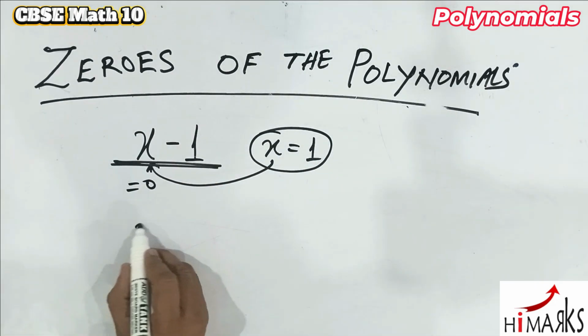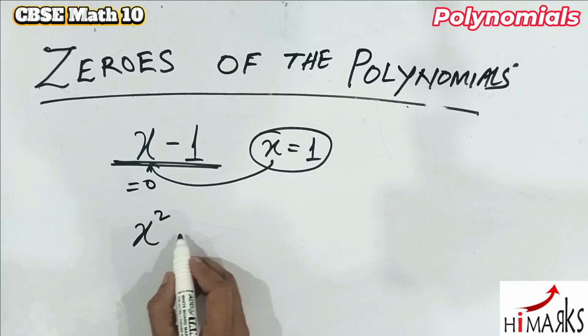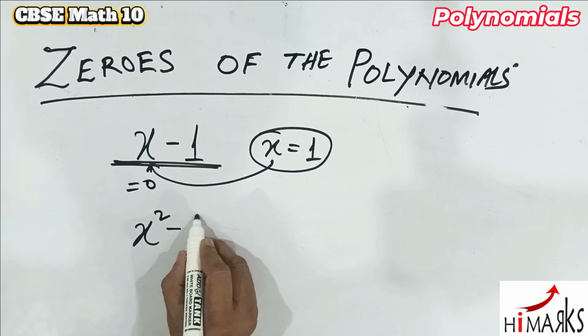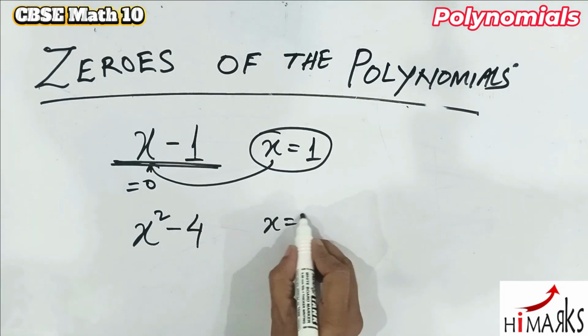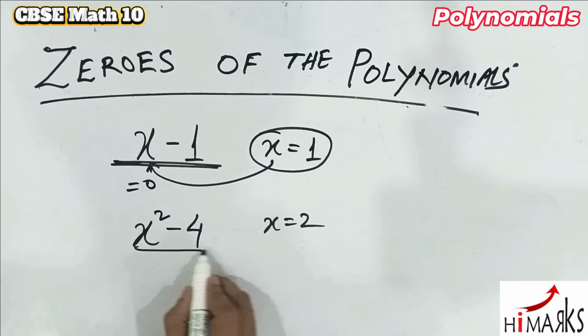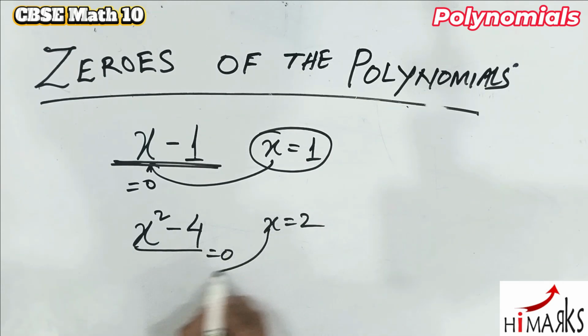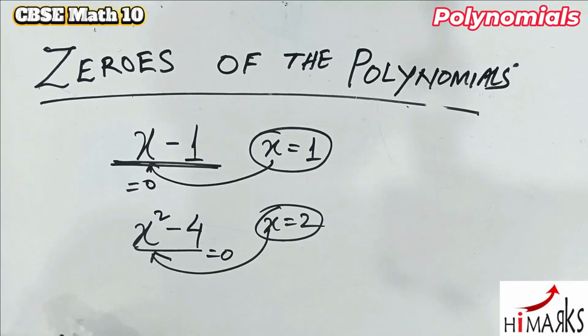Let us take this one, x square minus 4. Here if we put x equal to 2, this becomes 0. So that means x equal to 2 is called the zero of this polynomial.